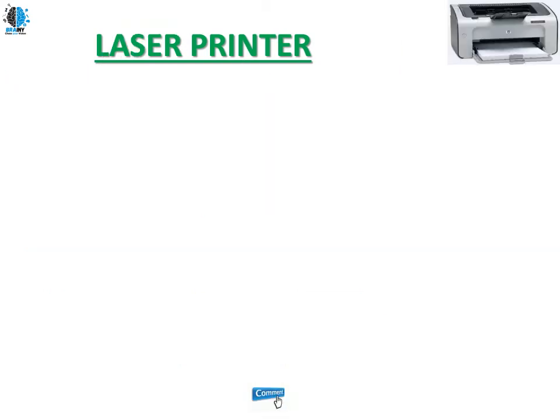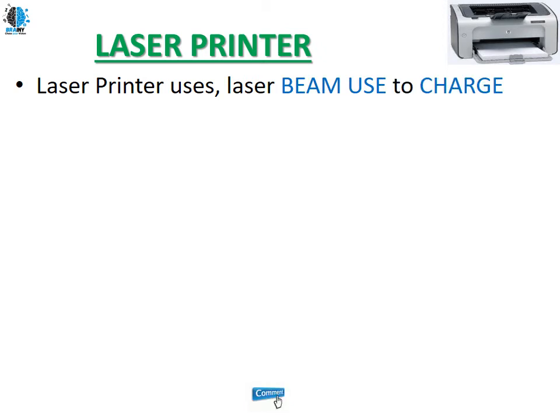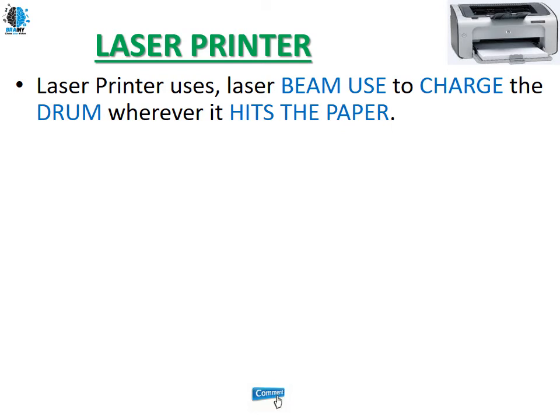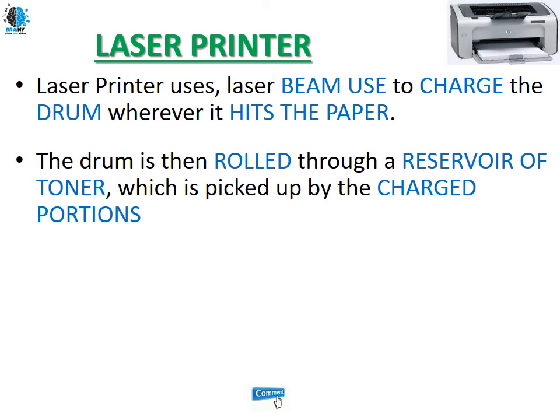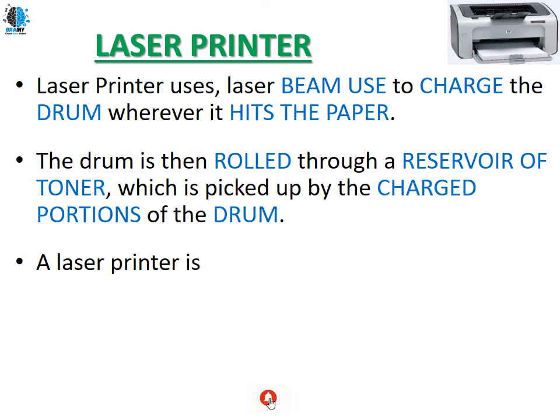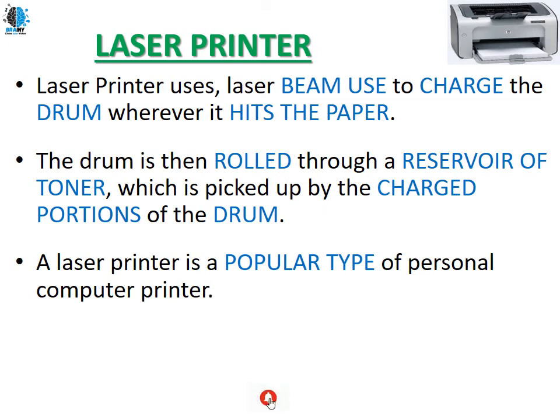A laser printer is a non-impact printer. It comes under the non-impact printer category. A laser printer uses a laser beam to charge the drum wherever it hits the paper. The drum is then rolled through a reservoir of toner. This toner is an ink powder, which is picked up by the charged portion of the drum. A laser printer is a popular type of personal computer printer.